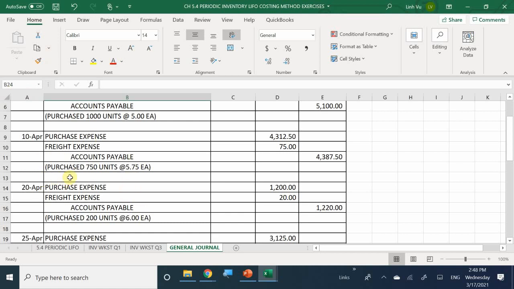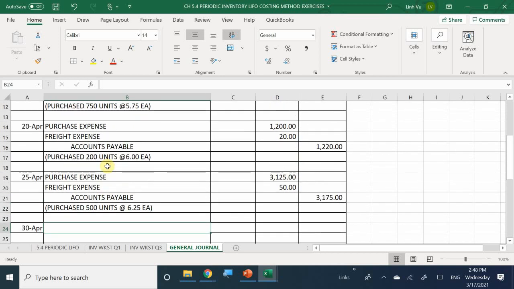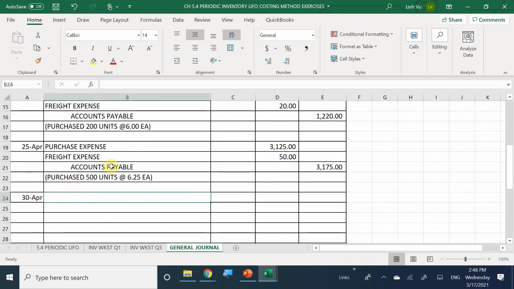Now I need to do a conversion entry to remove everything in my purchase expense and locate it in my inventory and my cost of goods sold. Remember that bucket idea? Right now I put everything in my purchase expense bucket and my freight expense bucket. I need to move everything in there and either put it into inventory or cost of goods sold. In context, I have 2,450 items with a cost of $13,882.50 in my purchase expense and freight expense. Now I need to move it out of purchase expense and recognize it as inventory.